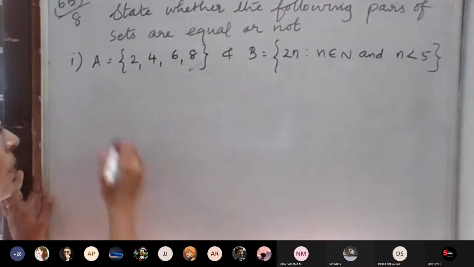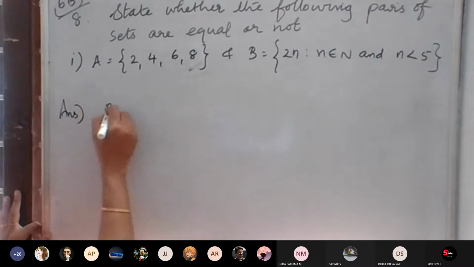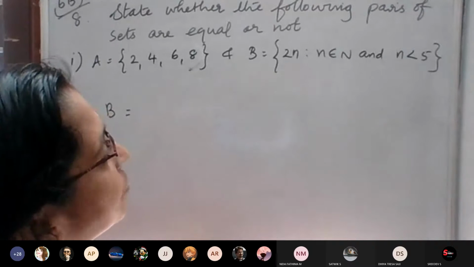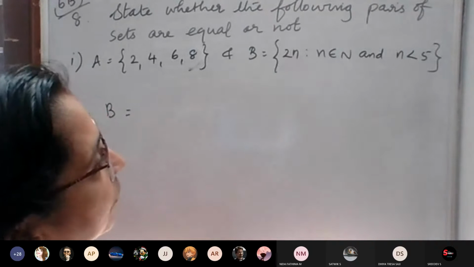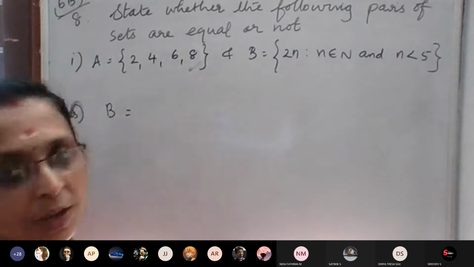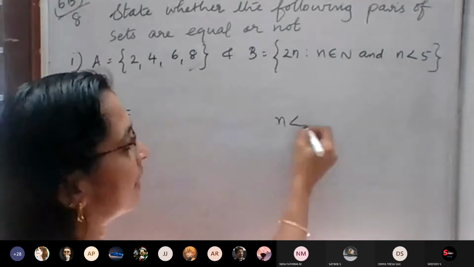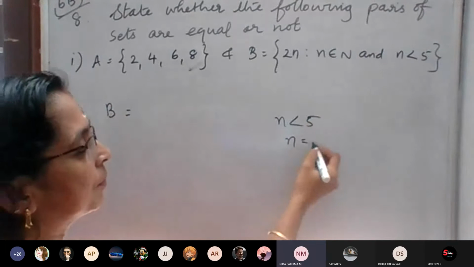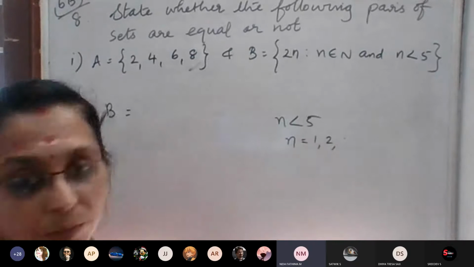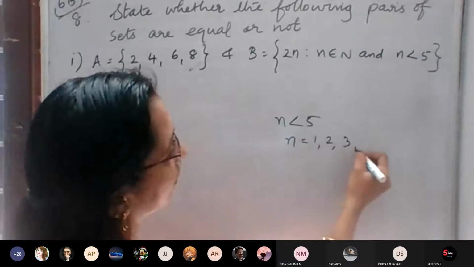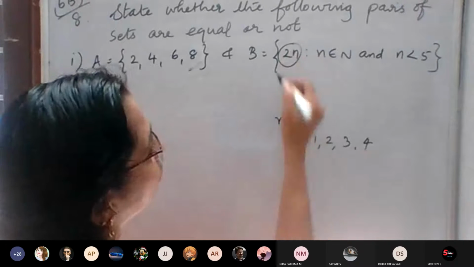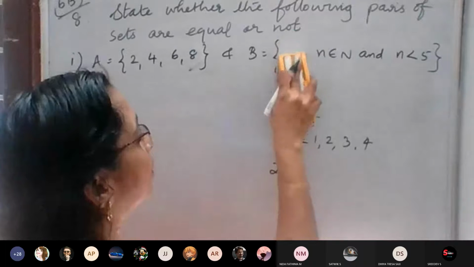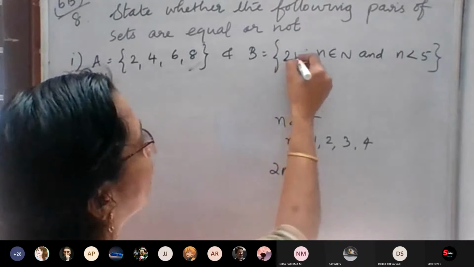Then take B. First we can write B in roster form. How can we write B in roster form? 2n, where n belongs to N and n is less than 5. So n values will be 1, 2, 3 and 4. We have to find 2n. How can we find 2n? 2 into 1, 2 into 2.